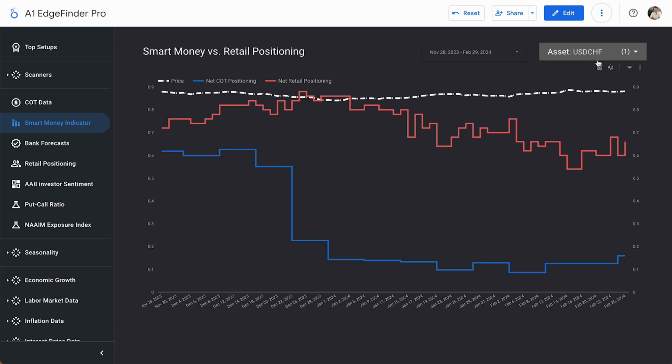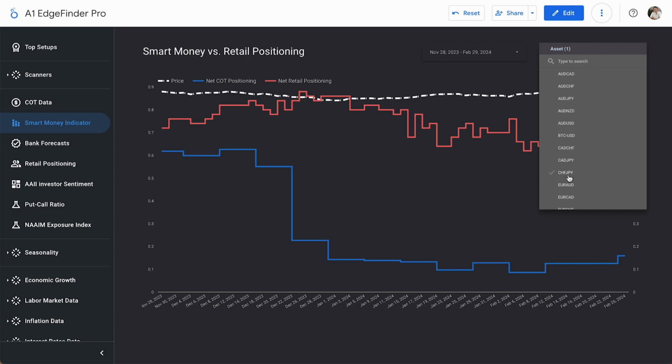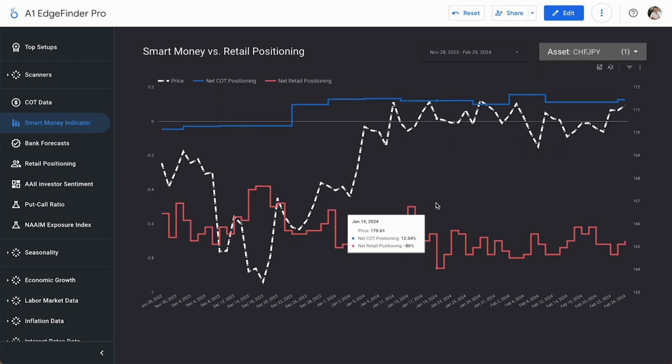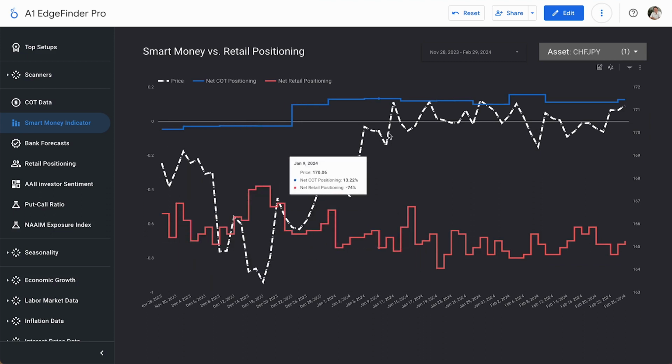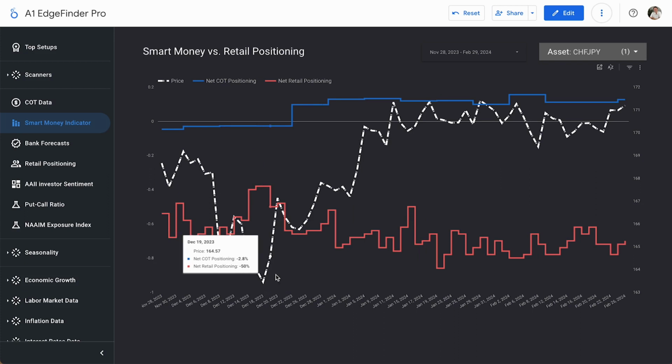The other pair that we said we were going to take a look at was CHF JPY, which is right here. And here we go. Now we have a lot more to take a look at here. We can see price has been bouncing around and in fact had a huge upward move towards the end of the year last year.